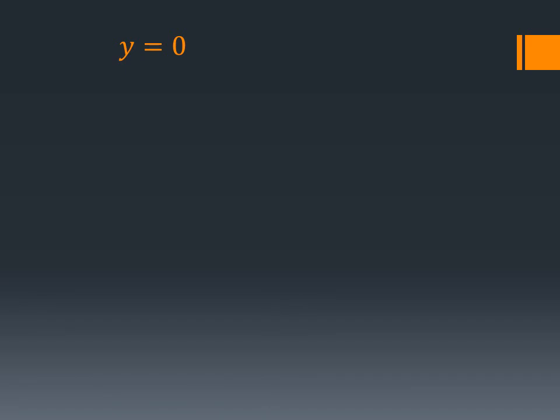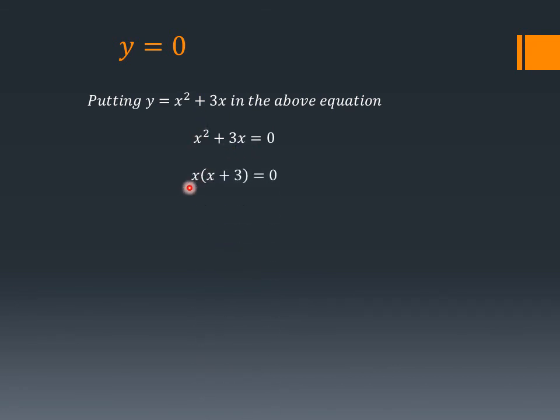Putting the values of y in the given equation, y we supposed as x square plus 3x equals to y, so now we will replace y with x square plus 3x. The equation will become x square plus 3x equals to 0. Taking x as the common digit, we will get x plus 3 inside the bracket. Splitting these two, we will get x equals to 0 and x plus 3 equals to 0. The answer of x will become 0 and minus 3.